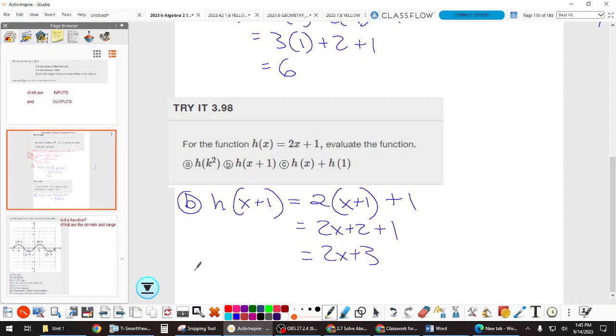Guys, there's this misconception that you have to get a result, like an answer. That's not what we're doing. We're substituting and simplifying. That's all. Substitute and simplify.